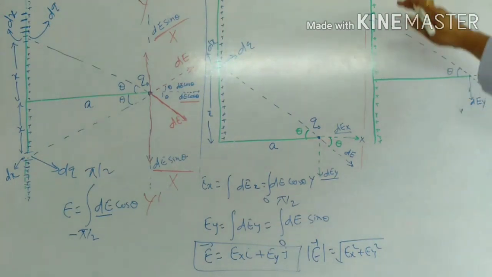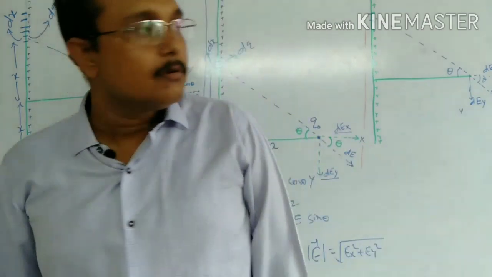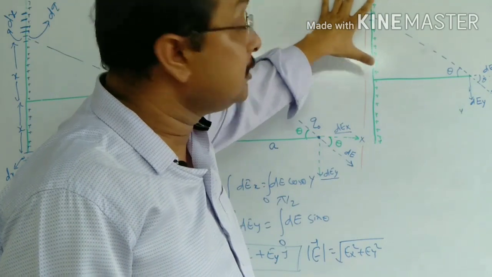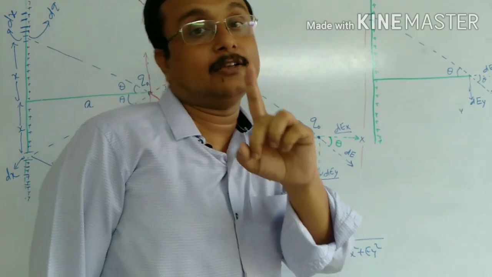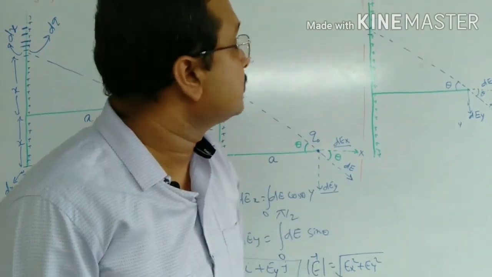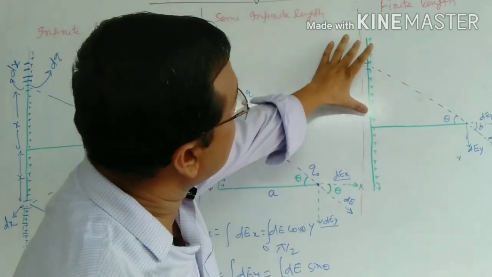Now see about finite length. What happens in the finite length? For this reference line, this distance and this distance are not equal. It will be equal in a single case where we shall talk about the perpendicular bisector. But in this case we will not talk about that, because this length and this length are not equal.